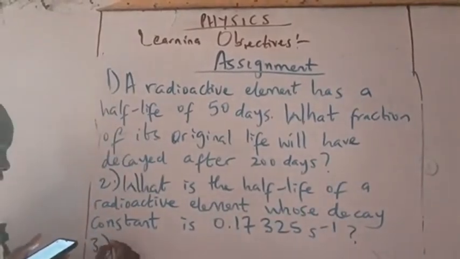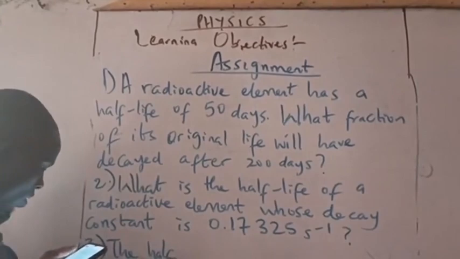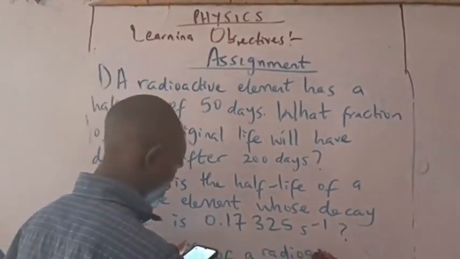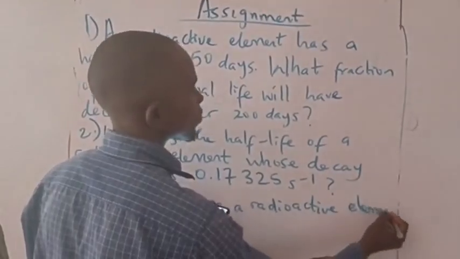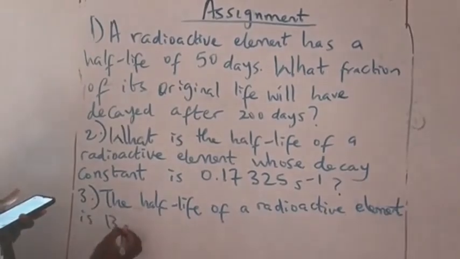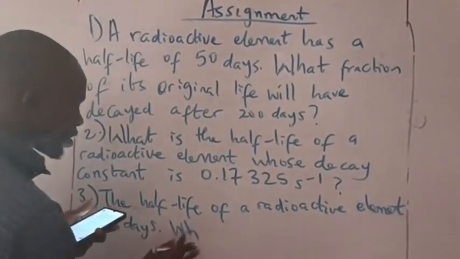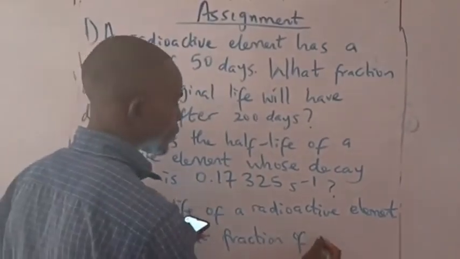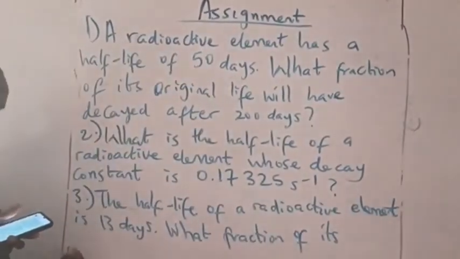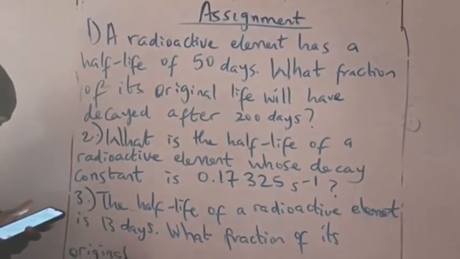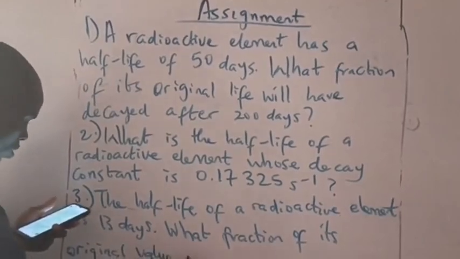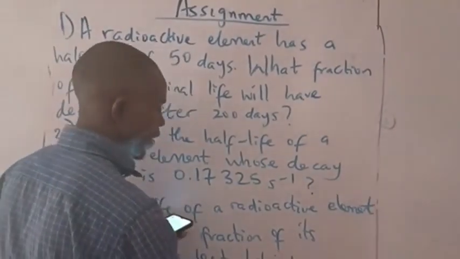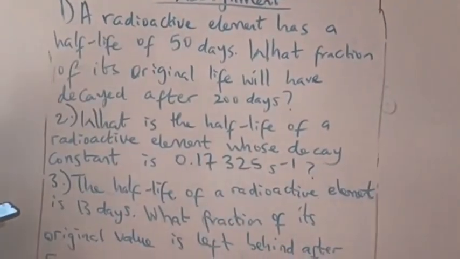Assignment 3. The half-life of a radioactive element is 13 days. What fraction of its original value is left behind after 52 days?